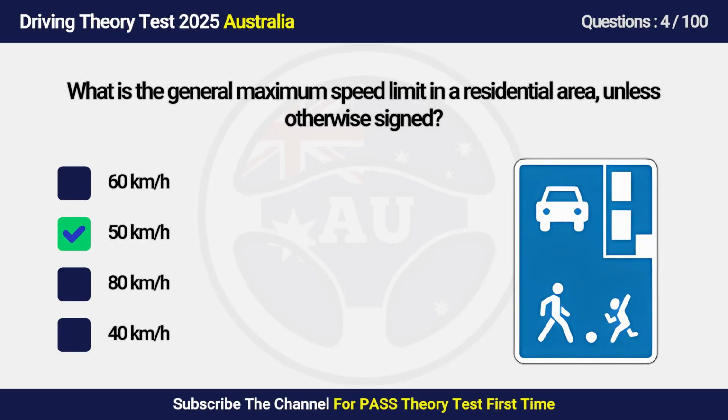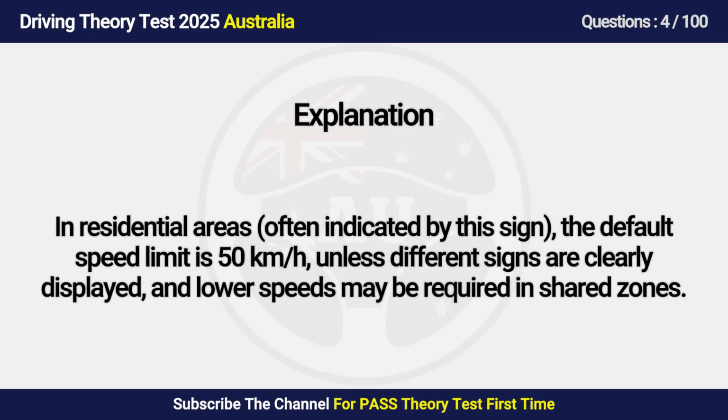Answer is B. 50. In residential areas, unless marked by this sign, the default speed limit is 50, unless different signs are clearly displayed, and lower speeds may be required in shared zones.